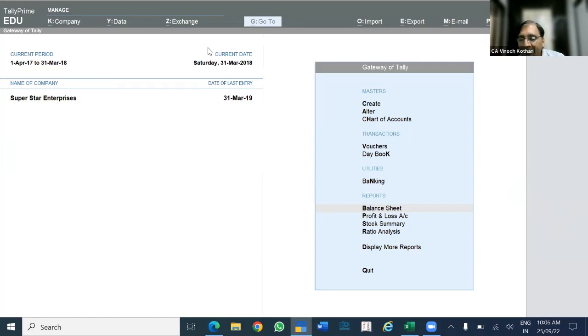If you are making a credit sale, then debtor to sales. What is this debtor? What do you mean by creditor? What do you mean by debtor? Debtor means they have to give me, that is debtor. Creditor means you have to give.